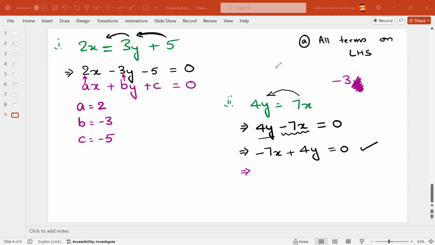Sir, before the second method you showed, you took minus 4y to this side. On the right side it was minus, but on the left side also you put minus, sir.